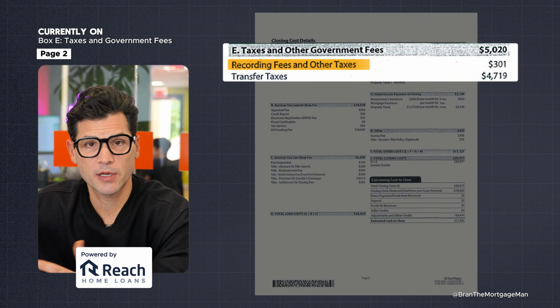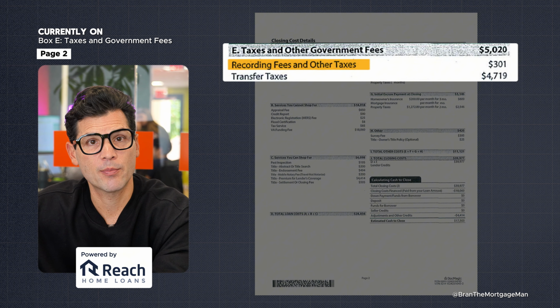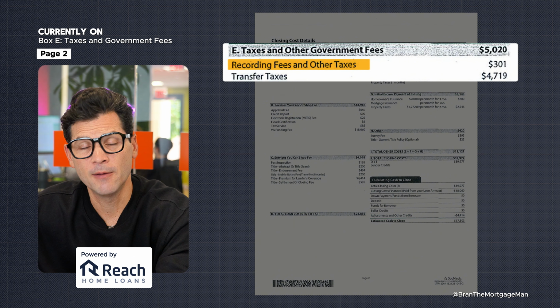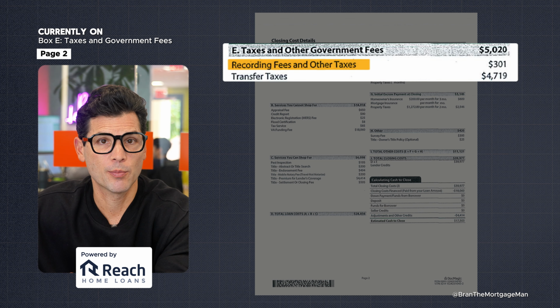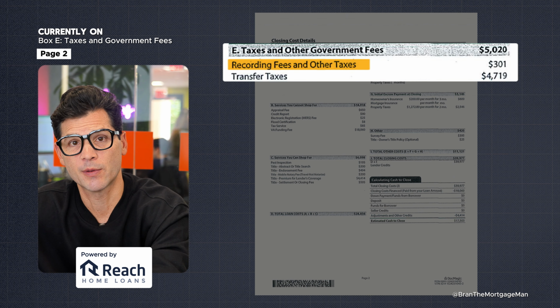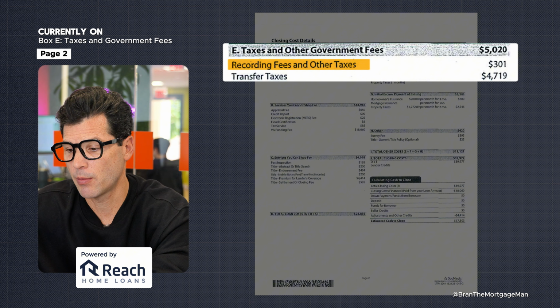You're going to pay a recording fee when you get a mortgage and you buy a property, because a copy of that mortgage and the deed need to be recorded in the county where you're purchasing to show you are now the owner of the property, and that mortgage note becomes public record.